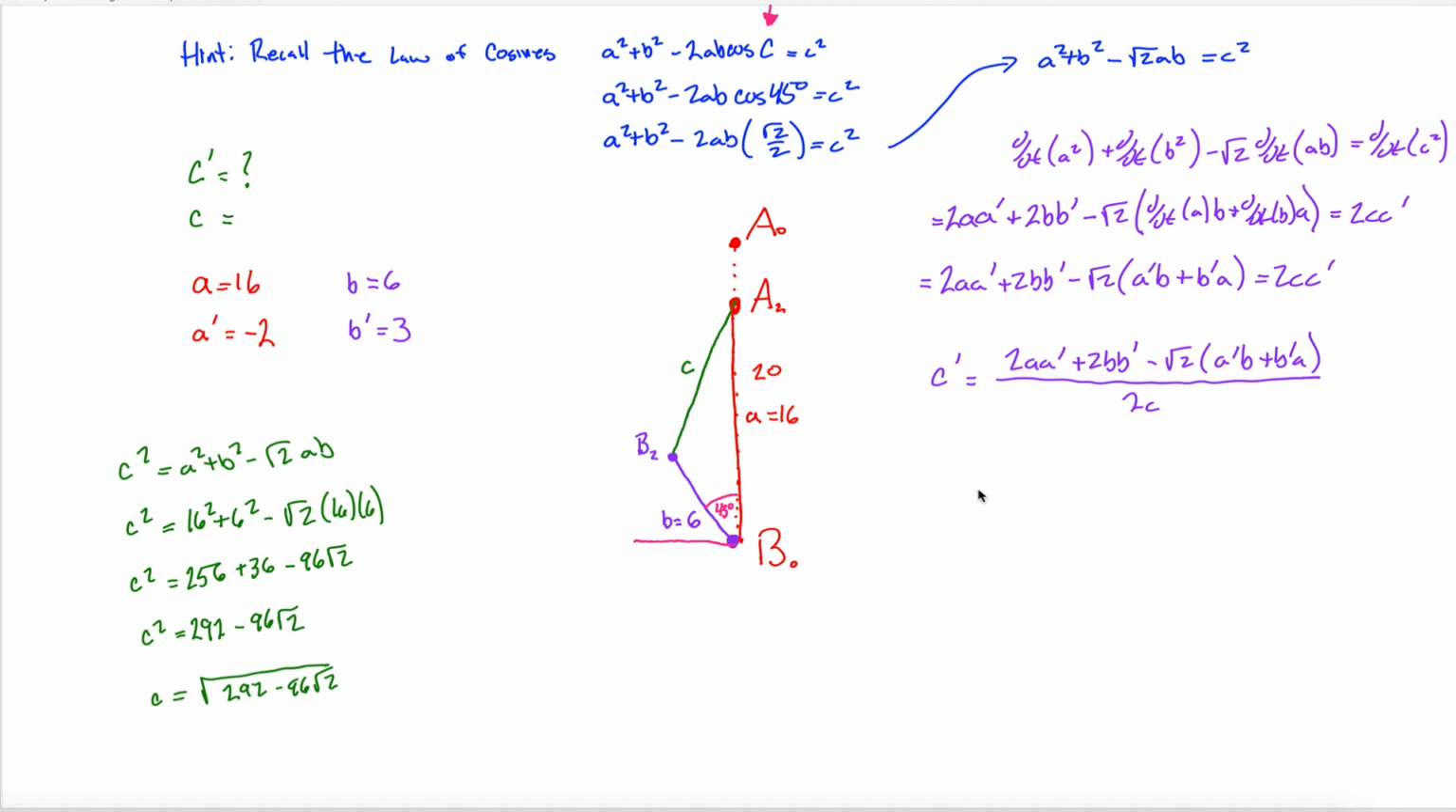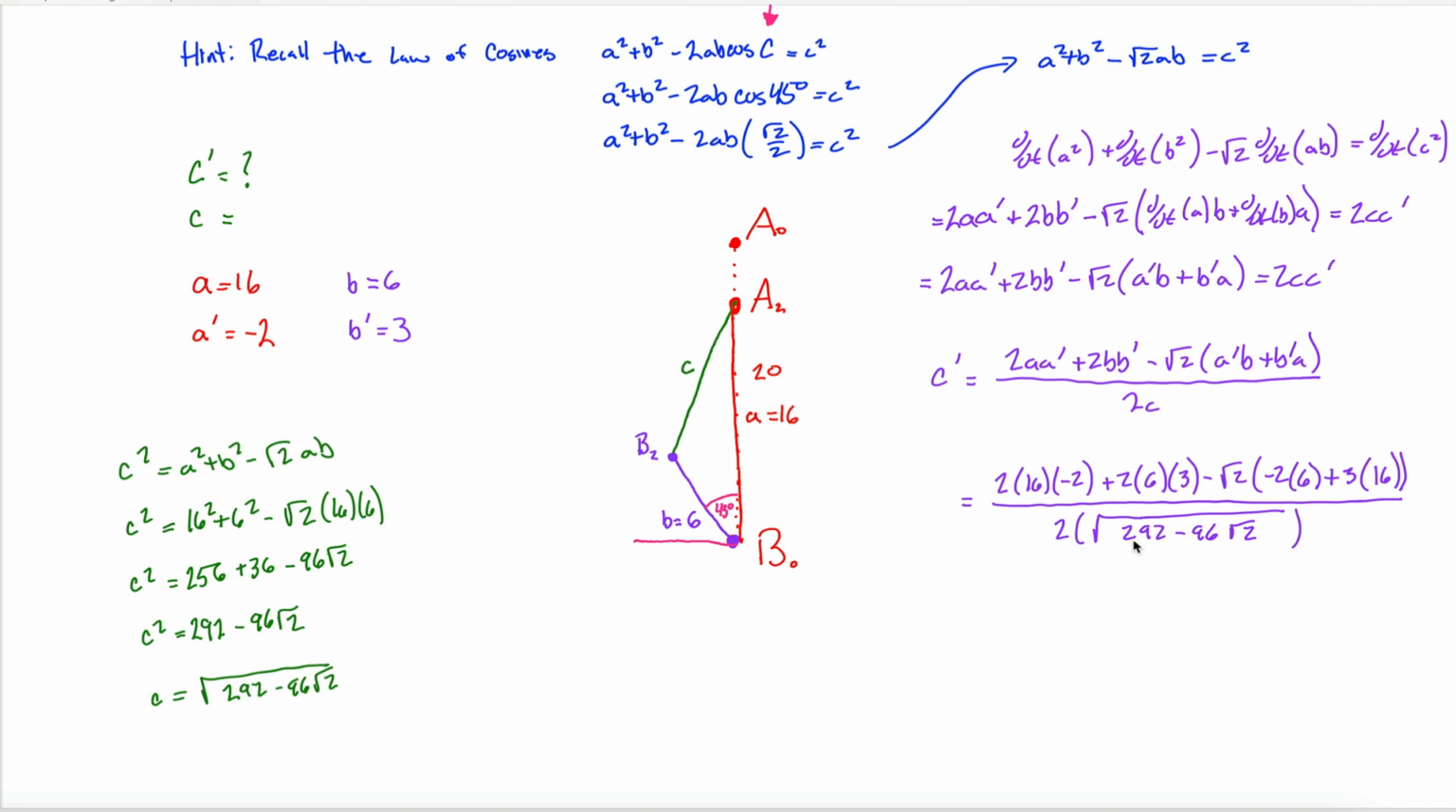It might not be especially satisfying to do so, but at this point all we got to do is plug in numbers. C prime is equal to 2 times a, which is 16, times a prime, which is negative 2, plus 2 times b, which is 6, times b prime, which is 3, minus the square root of 2 times a prime, which is negative 2, times b, which is 6, plus b prime, which is 3, times a, which is 16. I got to divide that whole mess by 2 times c, and remember c is equal to the square root of 292 minus 96 root 2.